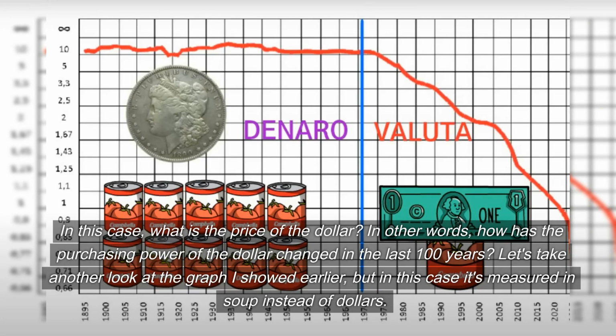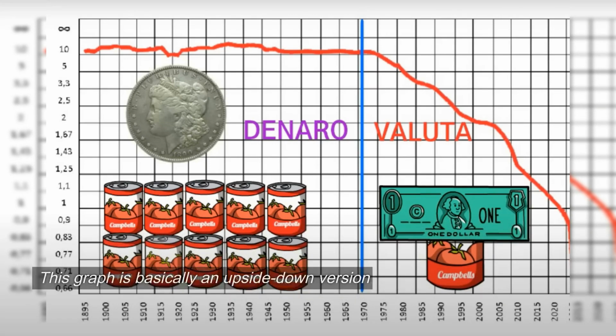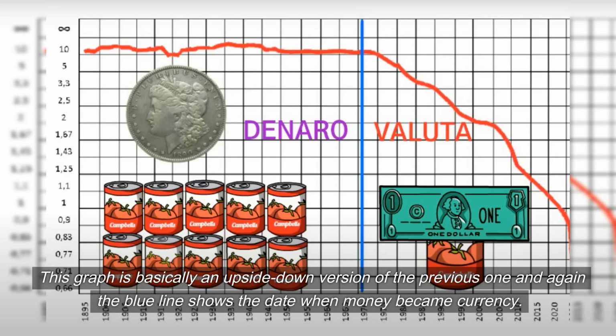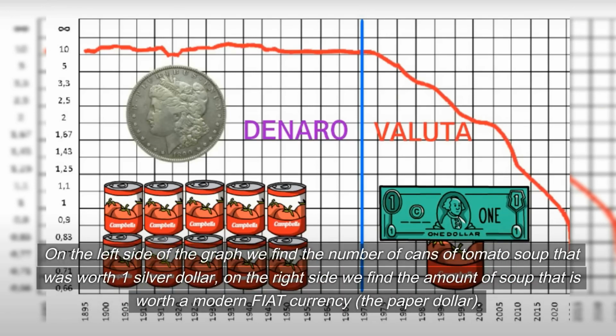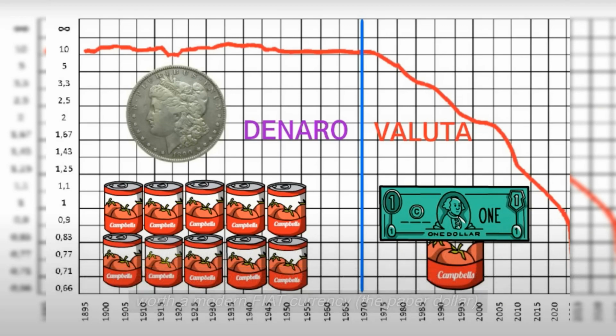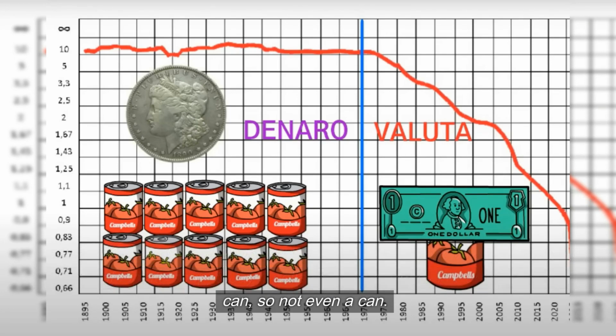Let's take another look at the graph I showed earlier, but in this case it's measured in soup instead of dollars. This graph is basically an upside down version of the previous one, and again the blue line shows the date when money became currency. On the left side of the graph we find the number of cans of tomato soup that was worth $1 silver. On the right side we find the amount of soup that is worth a modern fiat currency, the paper dollar. For the 70 years from 1898 to 1971, a dollar of real money was worth about 10 cans of tomato soup. Today $1 of fiat currency is worth only 2/3 of a can, so not even a can.